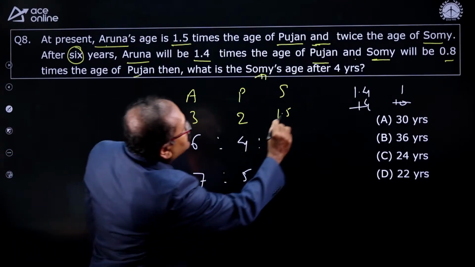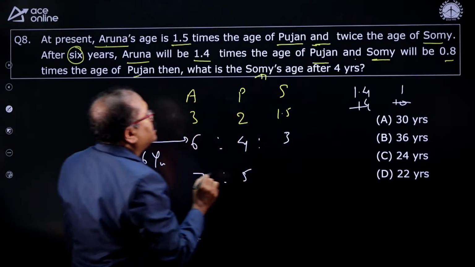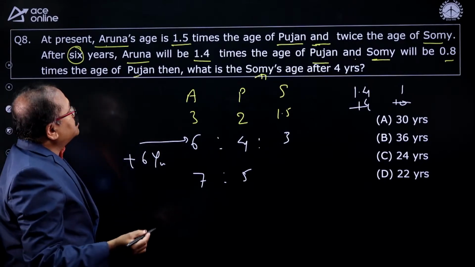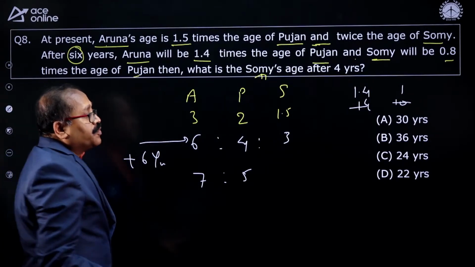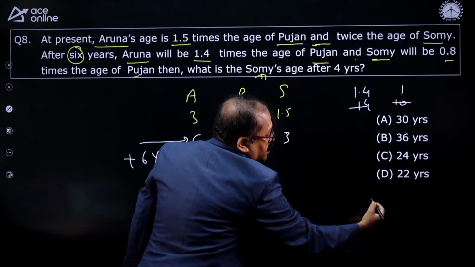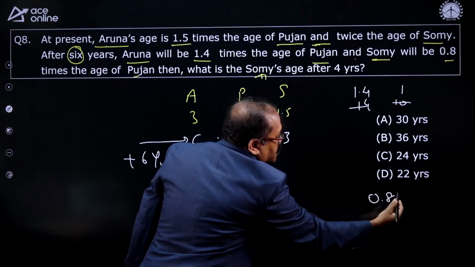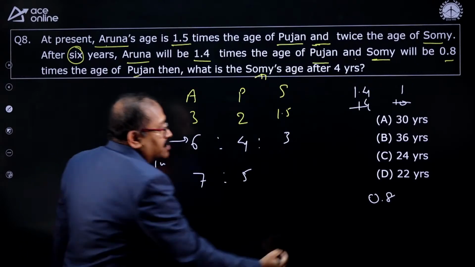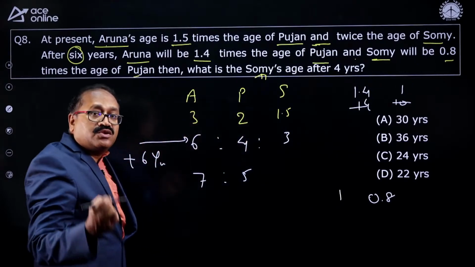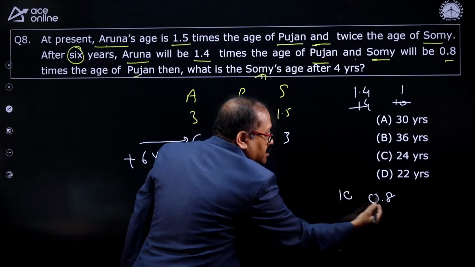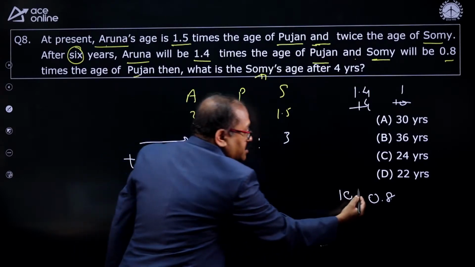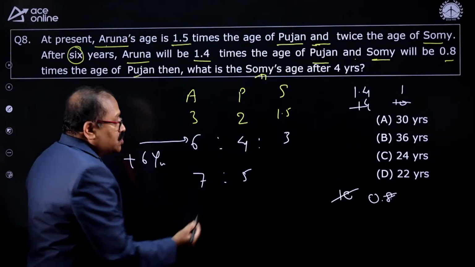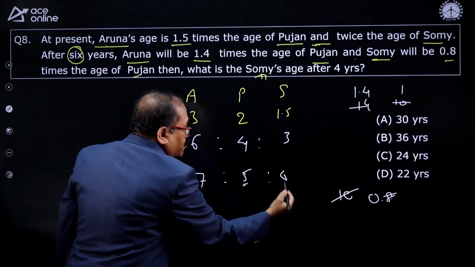And it is said that Somi is 0.8 times of Poojan. What is 0.8 times? If Poojan is 1, it is 0.8. If Poojan is 10, this is 8. So that means this ratio is 5:4. So 5 is already there. Write down 4 over here.